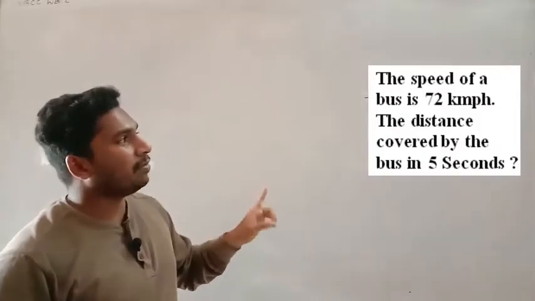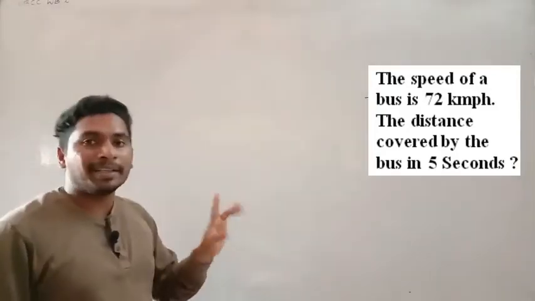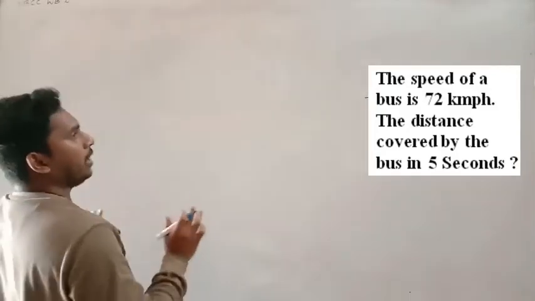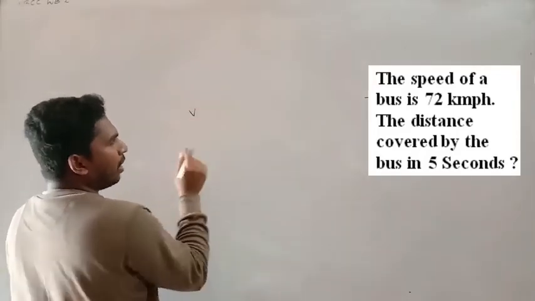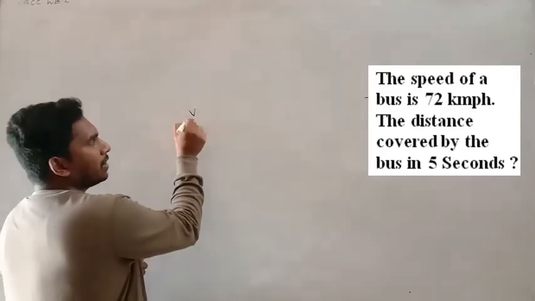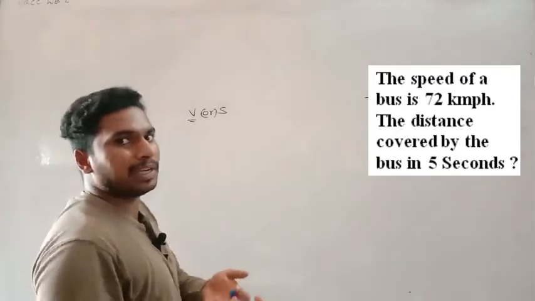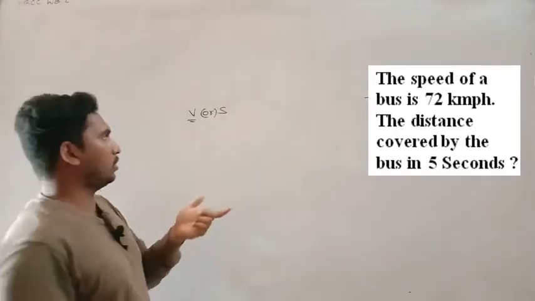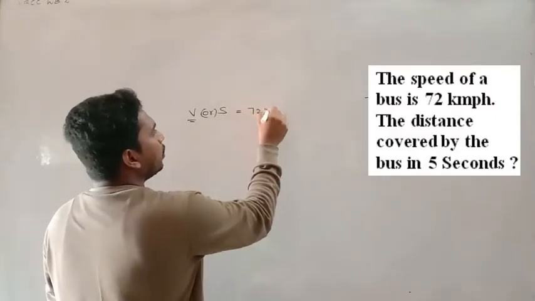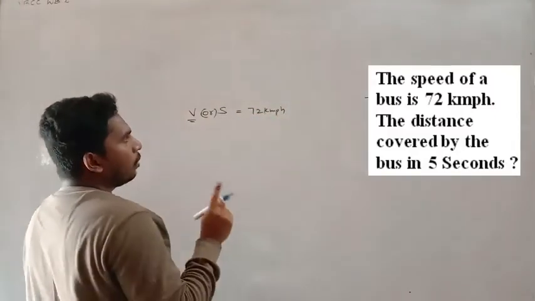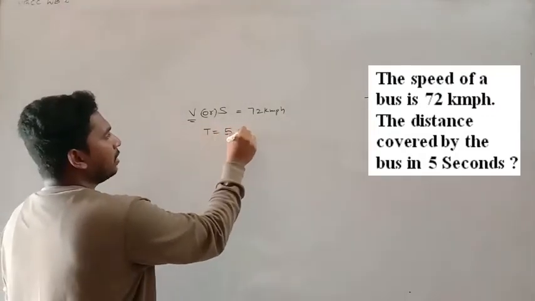The speed of a bus is 72 km/h. The distance covered by the bus in 5 seconds is? Now let us solve this. The speed has been given. You can represent it with v or take it as s also, as we are talking about speed. So velocity or speed is given as 72 km/h. What is the other that has been given? That is the time, which is given in seconds.